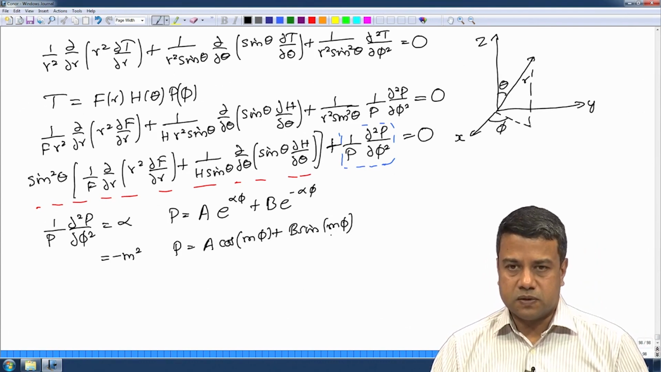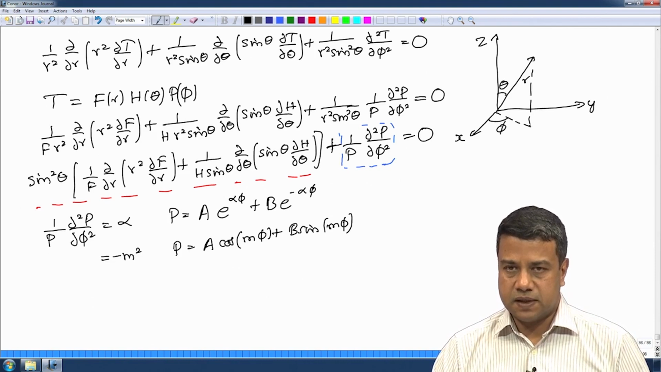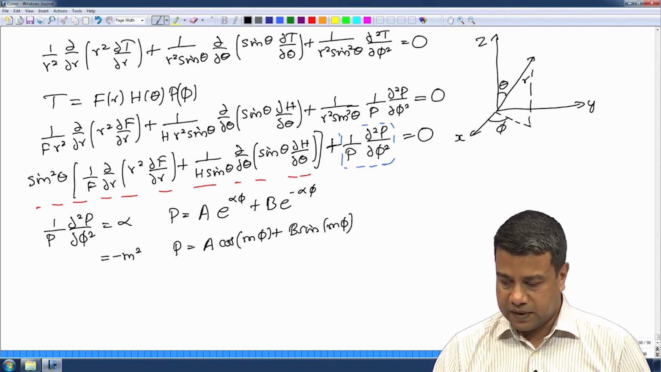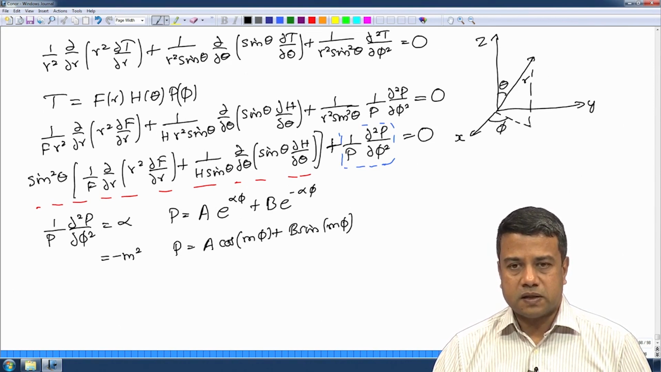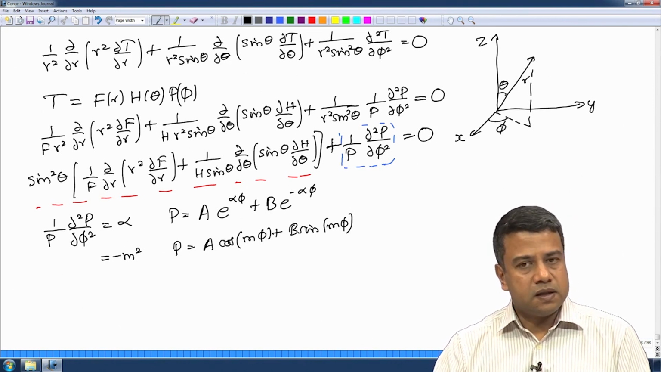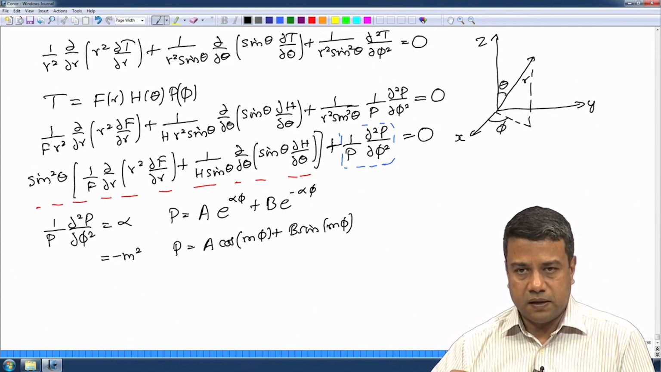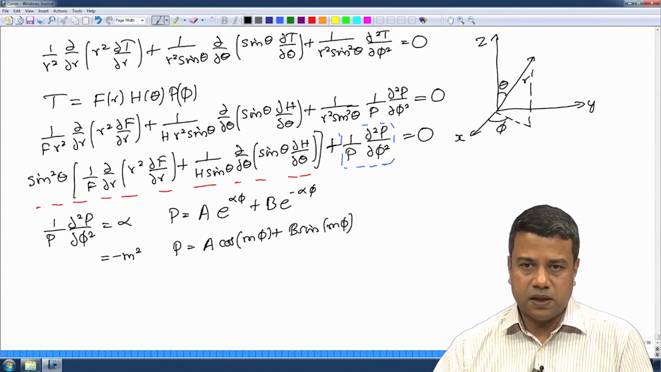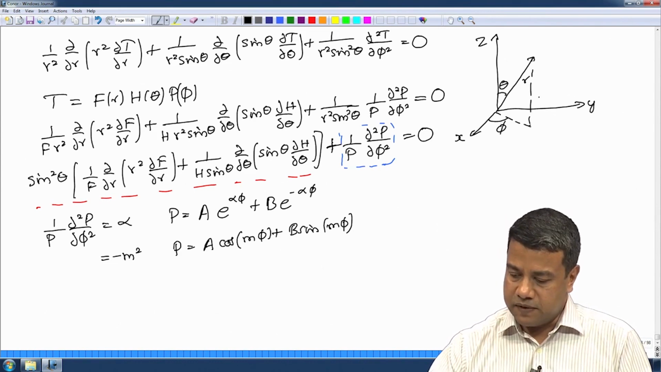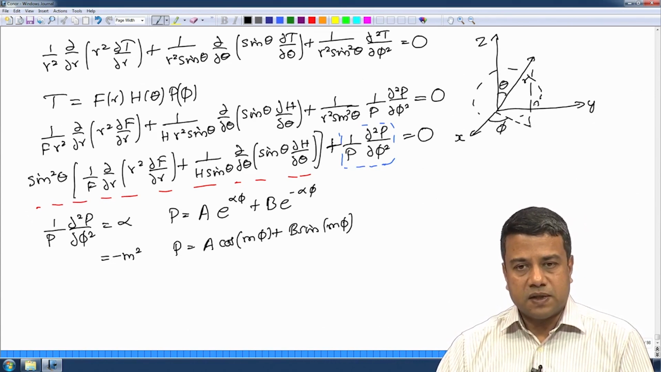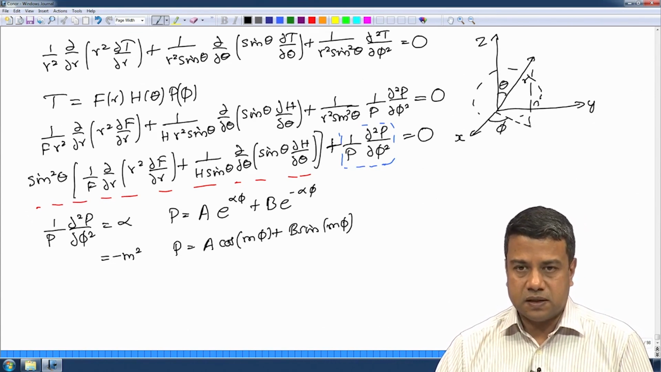Which of these should we choose? Should we choose a positive constant or a negative constant? That comes out of the symmetry of the problem. In the meridional direction, in the phi direction, there is no physical boundary. If you increment phi by 2 pi, you will go all the way around the axis and you will come to the same physical location in space.